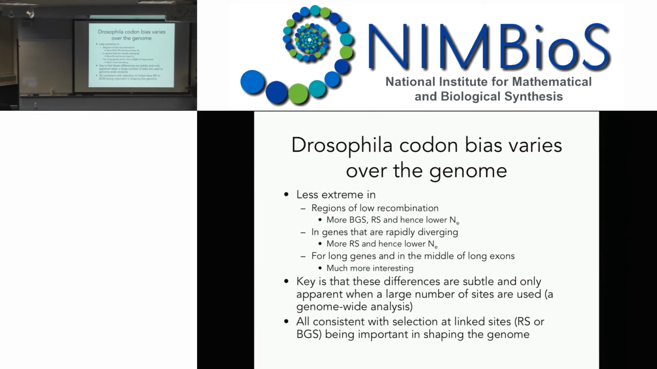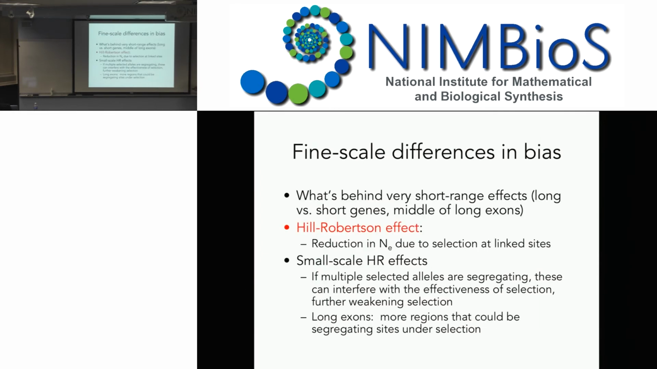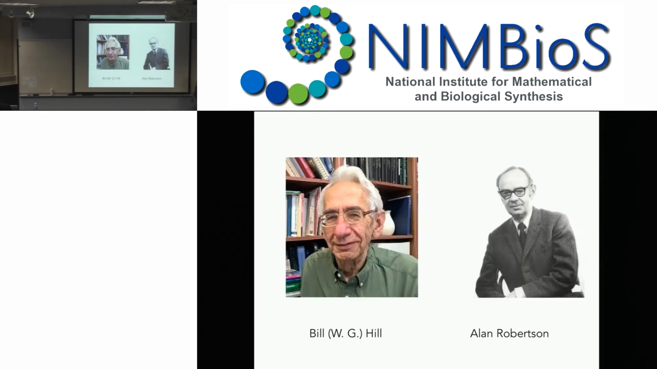So there are some subtleties that get into looking at analysis of genomic data like this, and the bottom line is what's behind these short-range effects, long versus short genes, or the middle of long exons. An explanation is the Hill-Robertson effect. There's Bill Hill, here's Alan Robertson, both at Edinburgh. Bill was actually Alan's student.